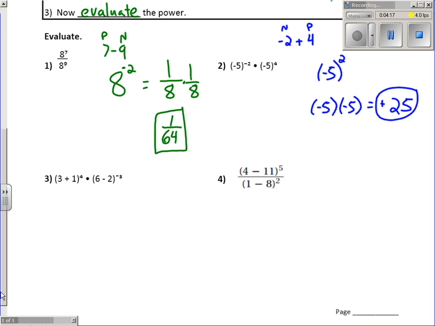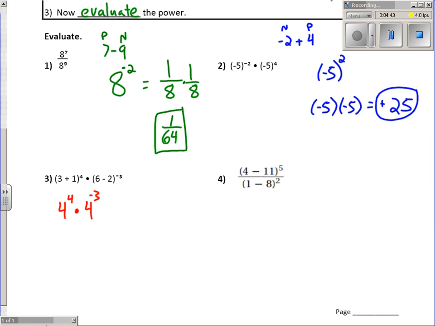So now number 3 is where we have to do step 1 first. So parentheses, we need to evaluate what's inside of the parentheses first. So 3 plus 1 is 4. And bring down the exponent. Bring down the multiplication sign. 6 minus 2 is 4. Bring down the exponent. The negative sign on the 3 is extremely important. Don't forget that. Okay. Now here we go to step 2.